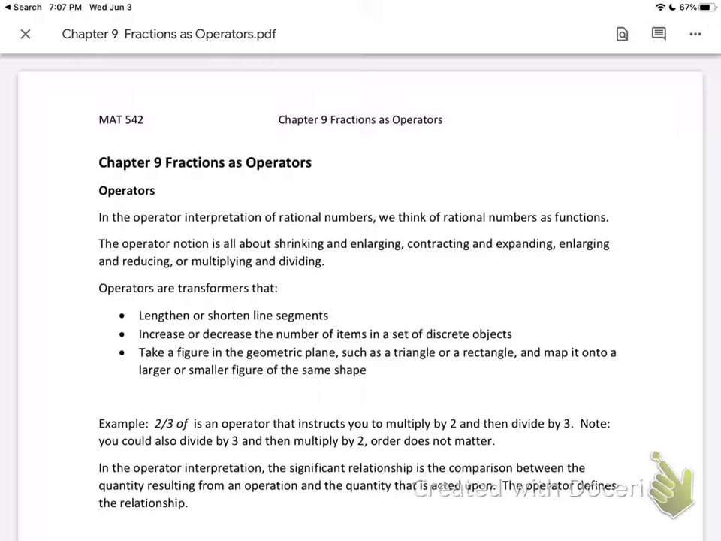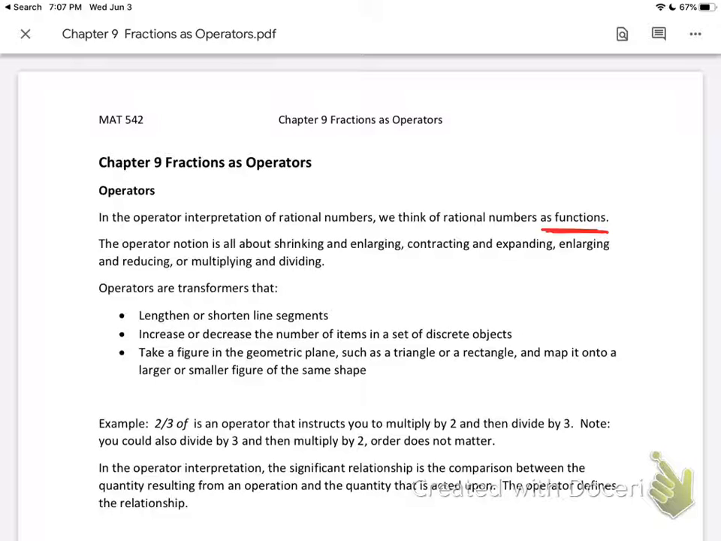Okay, in this video we're going to talk about, in Chapter 9, fractions as operators. So in the operator interpretation of rational numbers, we can think of rational numbers as functions. Okay, so that's a pretty advanced topic. The operator notion is all about shrinking and enlarging, contracting and expanding, etc., etc.